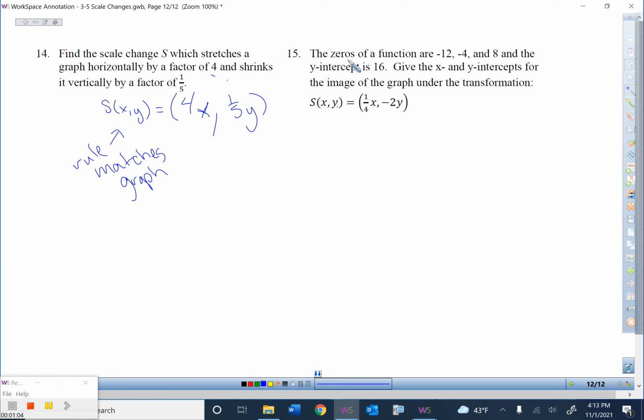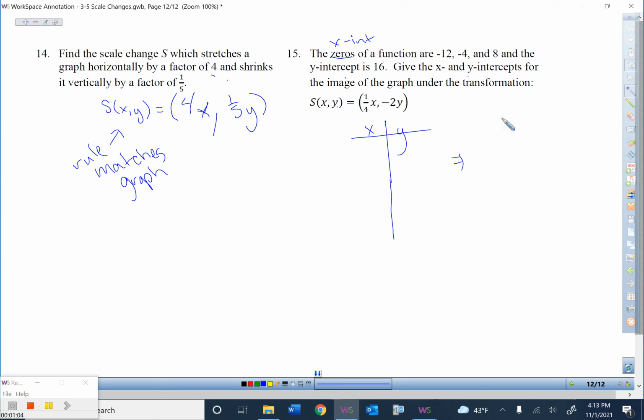It says the zeros of a function are -12, -4, and 8. Zeros is another word for x-intercepts. So we know these are points. Then it says the y-intercept is 16. We want to give the new x and y intercepts for the image. You can do this the same way you did the last graph situation. You can make a table.